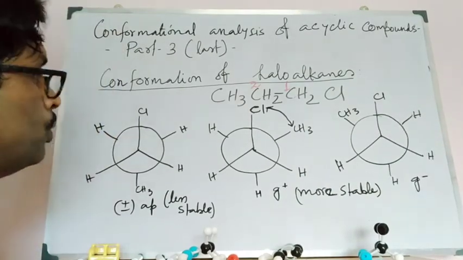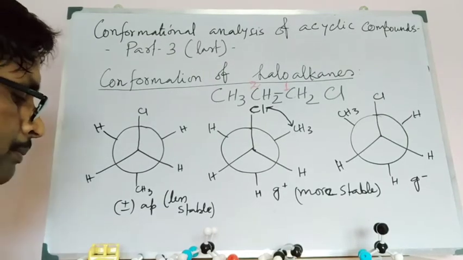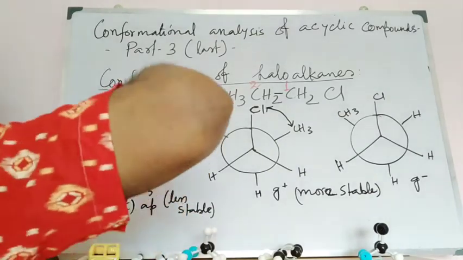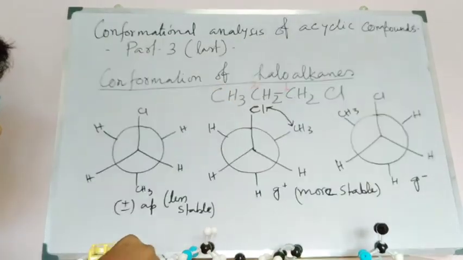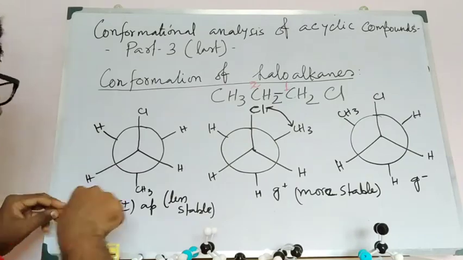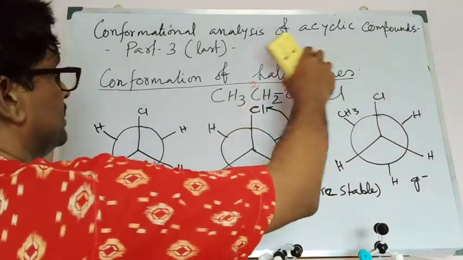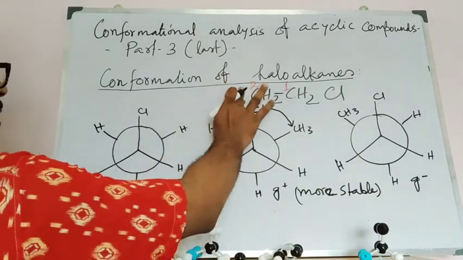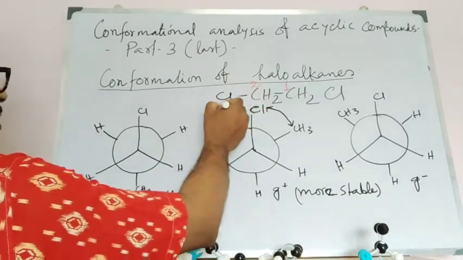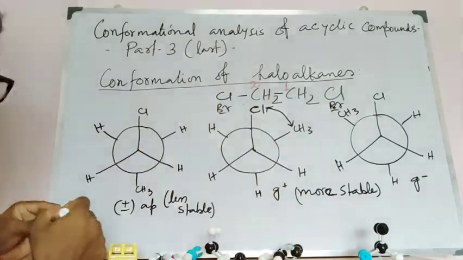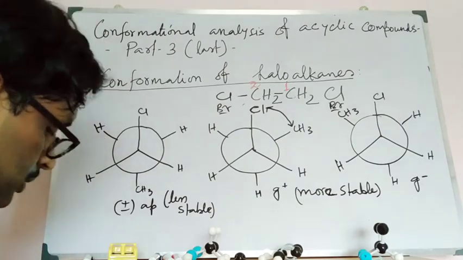Next, I move to our second part, haloalkanes. Now, if we replace this by another chlorine atom, it gives 1,2-dichloroethane, or you may take bromine as well. So now my next example: this may be Cl or Br, and both give the same kind of result.